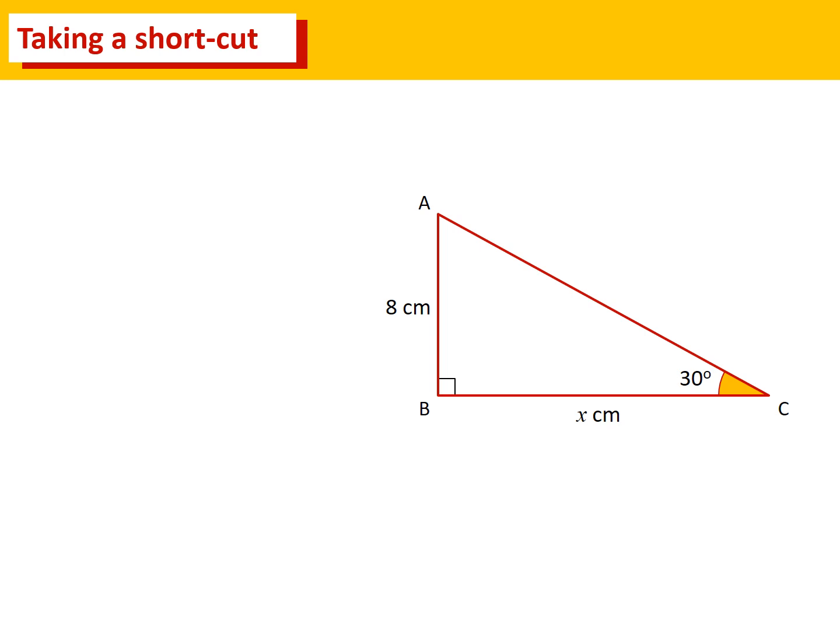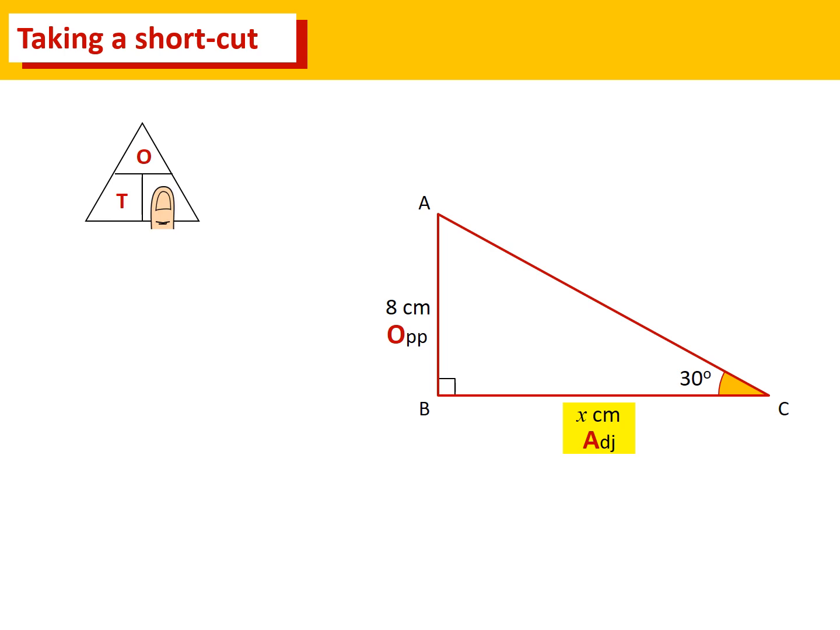So in this question here, first of all, we need to work out which ratio we're using. Well, the two sides are opposite and adjacent, so that's the tangent ratio. So that's our tan triangle up here that we're going to use. We're trying to find the adjacent side, x.